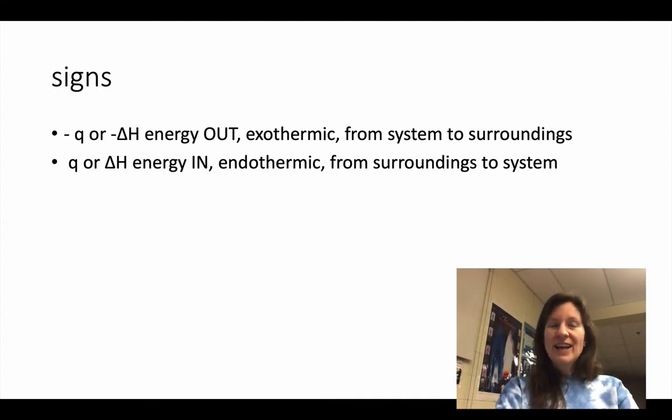So there's an overview of a lot of little things: heat versus temp, endo and exo, the sign convention, and then system and surroundings. Go ahead and do the quiz and have a nice night.